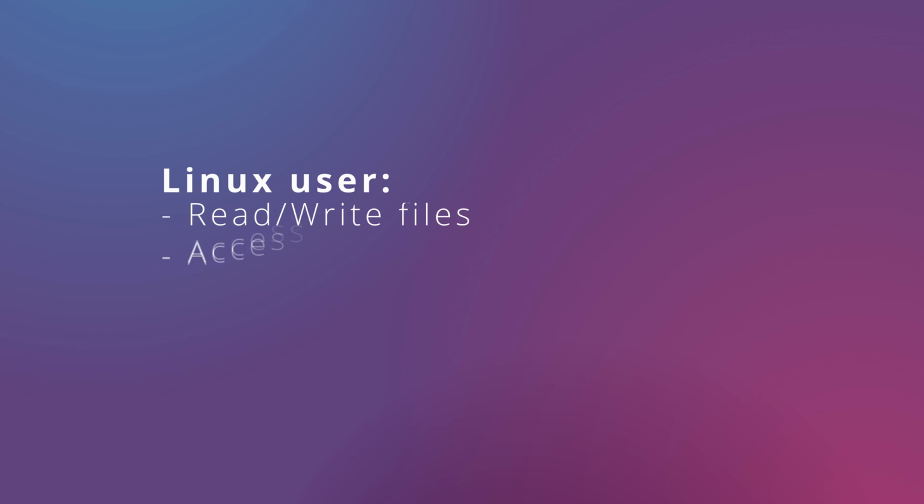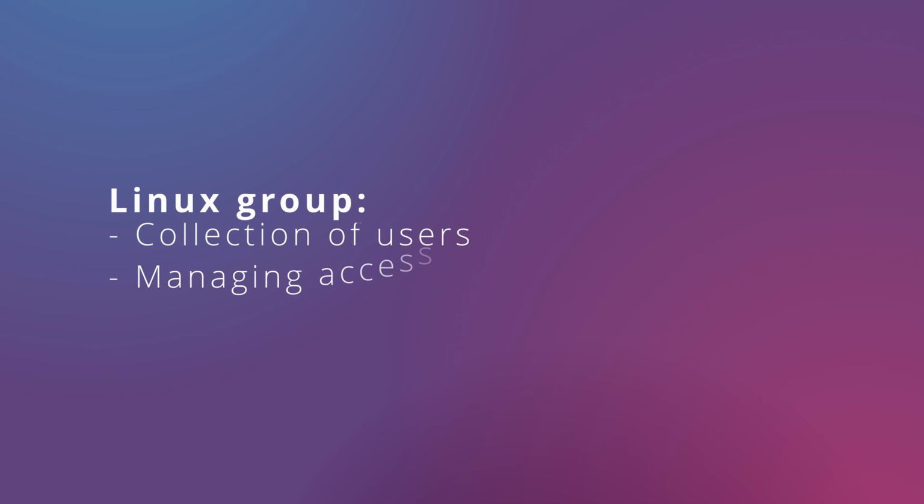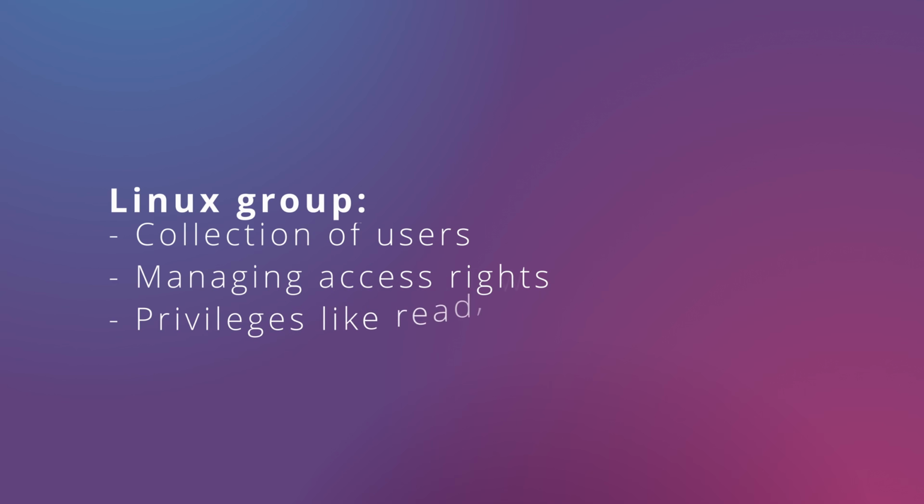A user in Linux is an entity that can read and write files, but also gain access to a system and its resources to perform various tasks. A group is an organizational unit that contains users and manages their access to system and resources. A group defines a set of privileges like read, write, or execute.